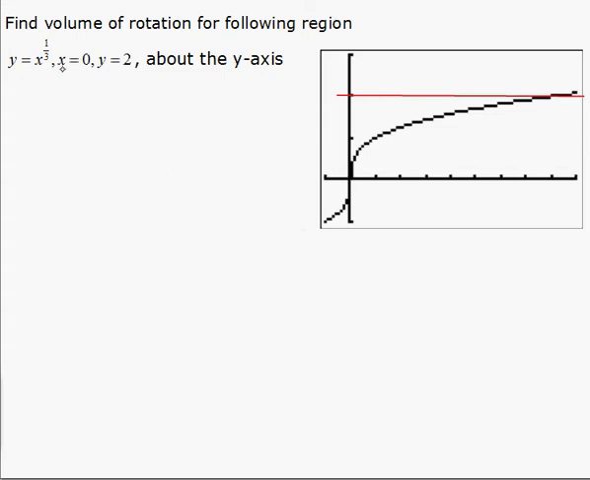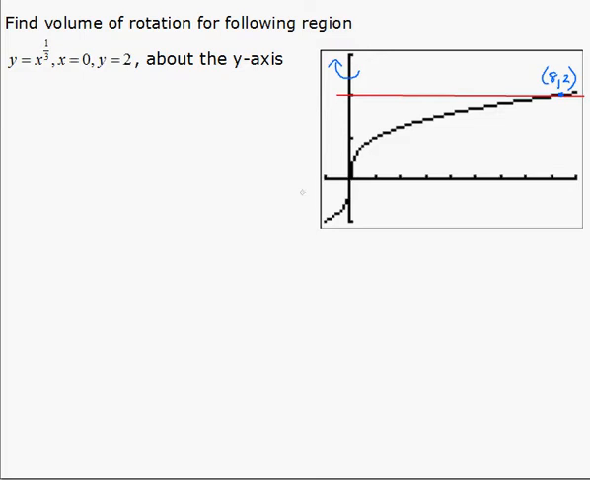In the following example, we're asked to find a volume of rotation formed after rotating the region formed by these curves, so this in here, around the y-axis. So we're rotating here. We need to know that here we have x equals 0, this is y equals 2, this is x equals 8, y equals 2.